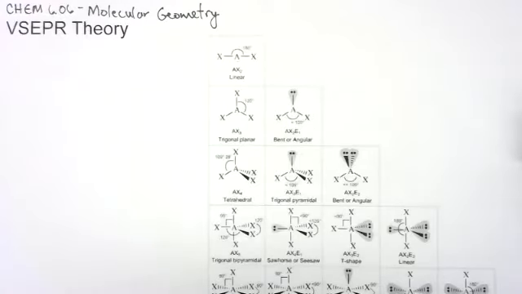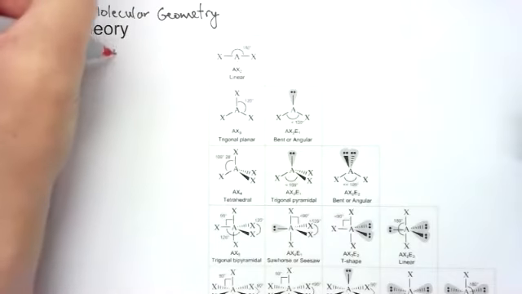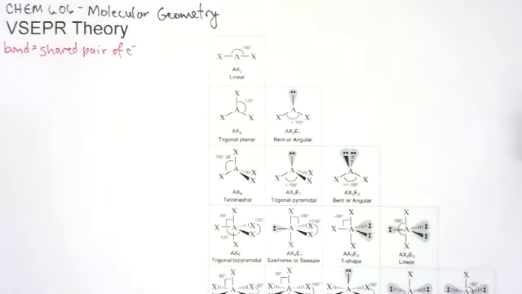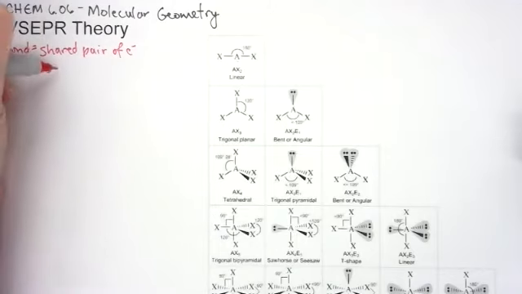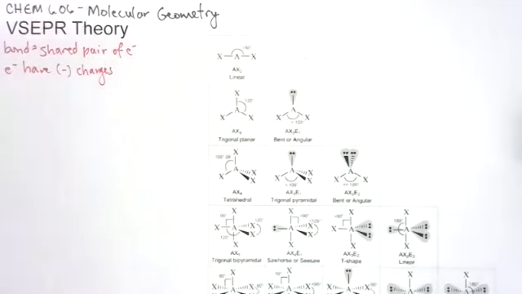So remember, bonds are shared pairs of electrons. So if we have a bond, we have a shared pair of electrons. And electrons have negative charges. In science, one of our rules is that opposites attract and like charges repel.